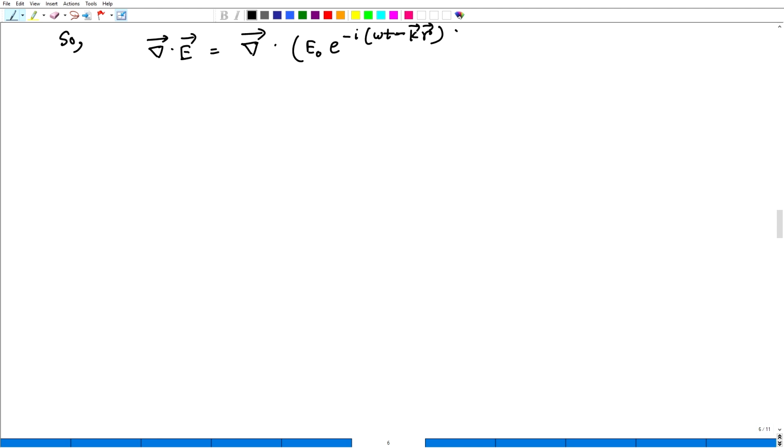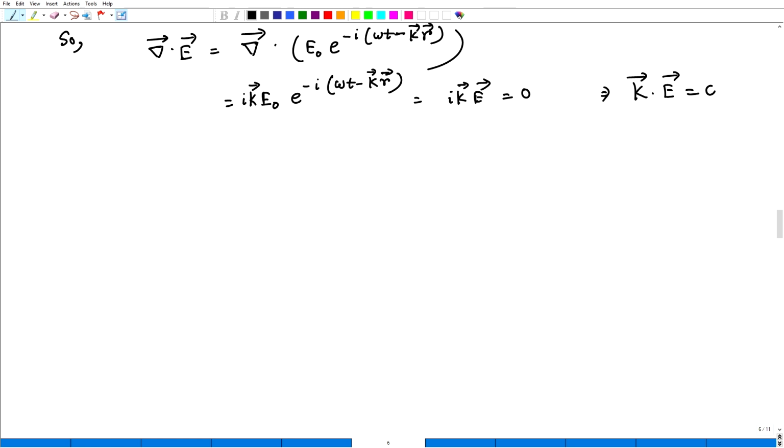So, E0 is a scalar quantity, we can take it out, and there will be i k, and again it will come e to the power minus i omega t minus kr. Just making the differentiation, we can write k as a vector. So, it is 0, right, from Maxwell equation. So, we can write that k dot E is 0. We should keep in mind that k is our wave vector which guides the direction of the wave.